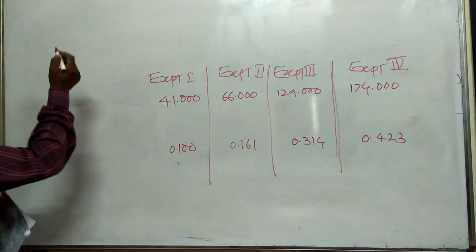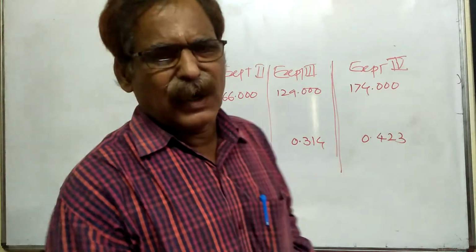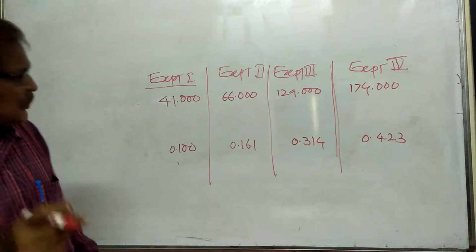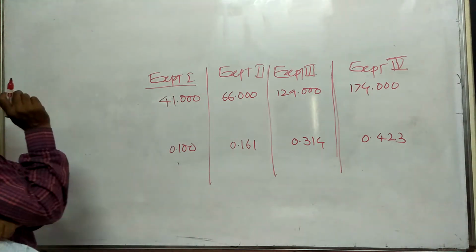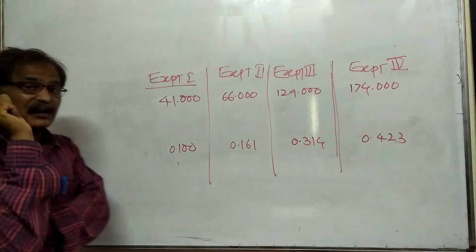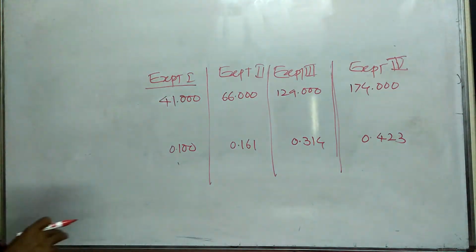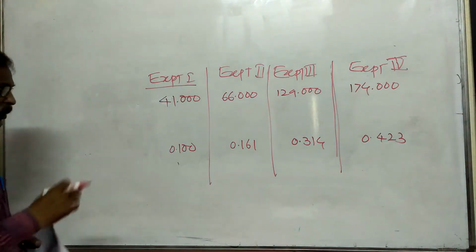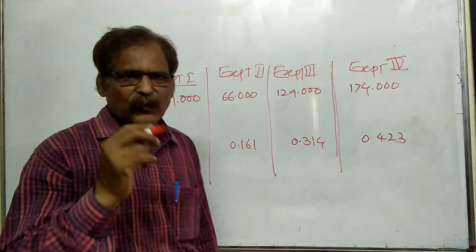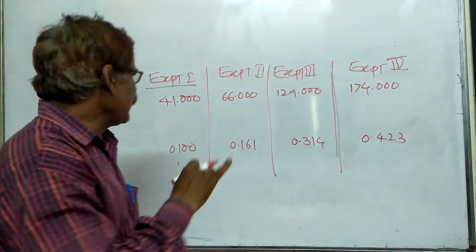So let us apply Nernst distribution law to the data in experiment number 1. The concentration of iodine in CS2 is 41.00 grams and the concentration of iodine in water is 0.100 gram. Let us suppose the concentration of iodine in CS2 is C1 and the concentration of iodine in water is C2. So once we understood this, we can very easily find out the partition coefficient Kd in each experiment.